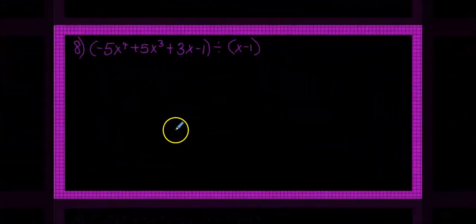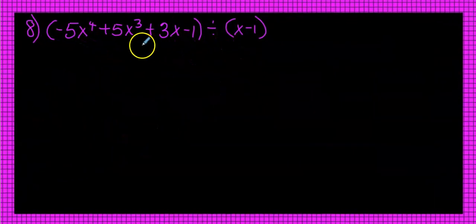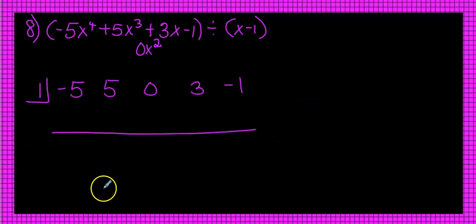For number 8, it looks like we're missing an x squared term, so we would want to put a 0 x squared in here and make sure that we list that 0 coefficient when we write this out. Pause your video and see if you can set it up and then come back. So this is what it should look like. You've got your 0 placeholder here for the x squared term.